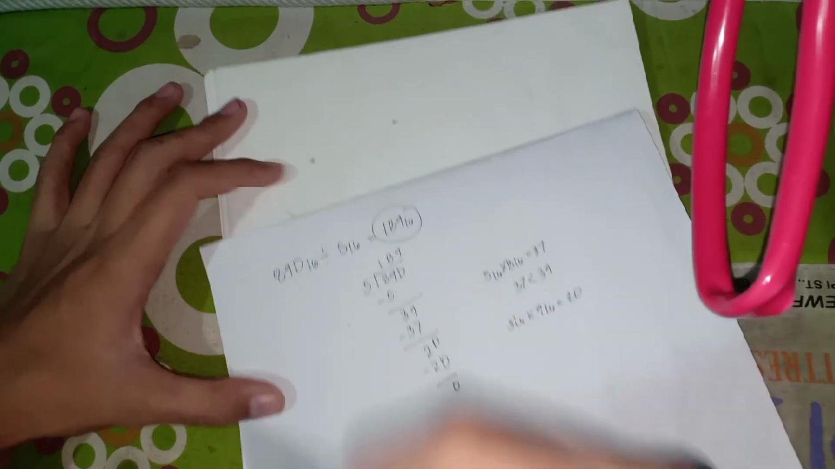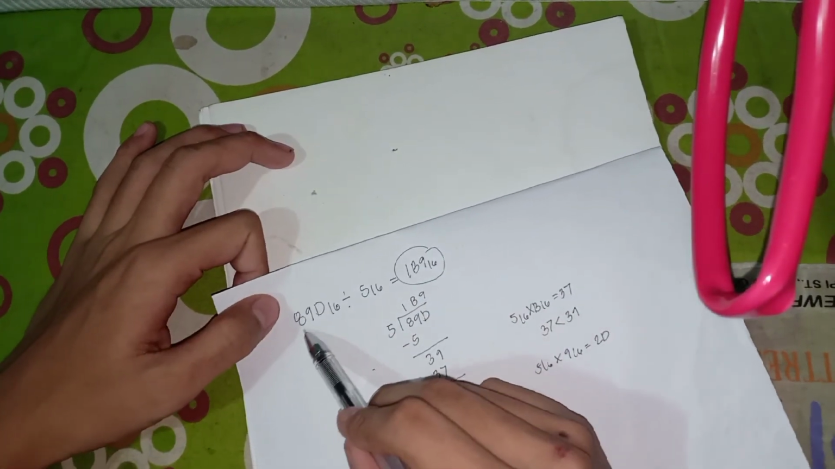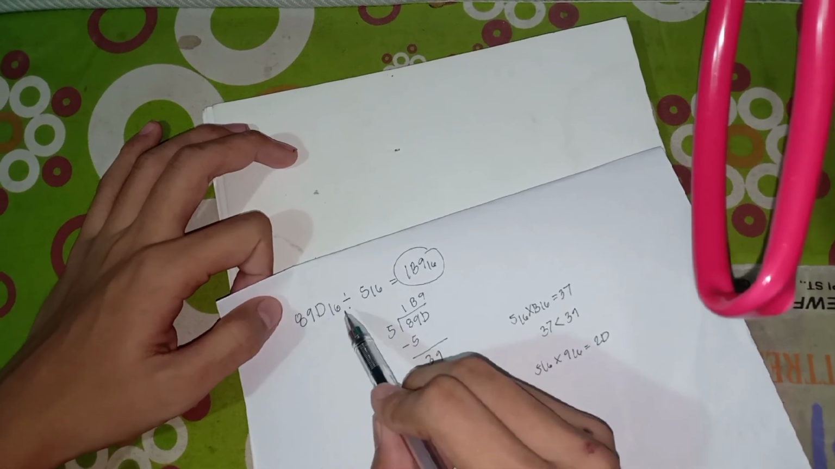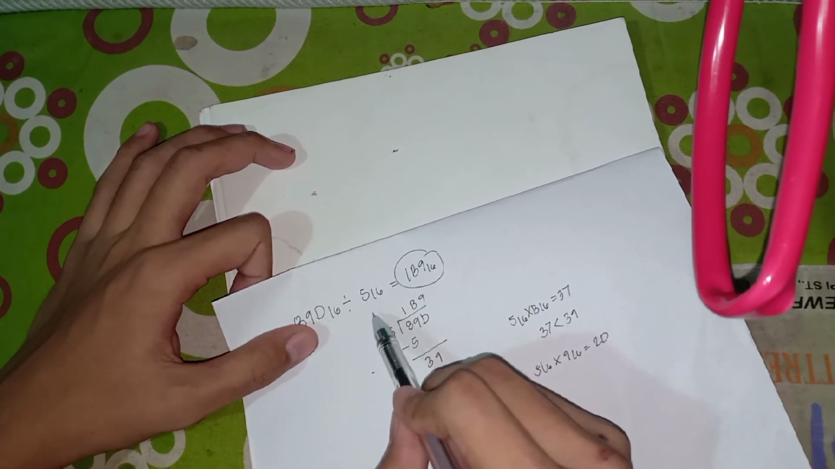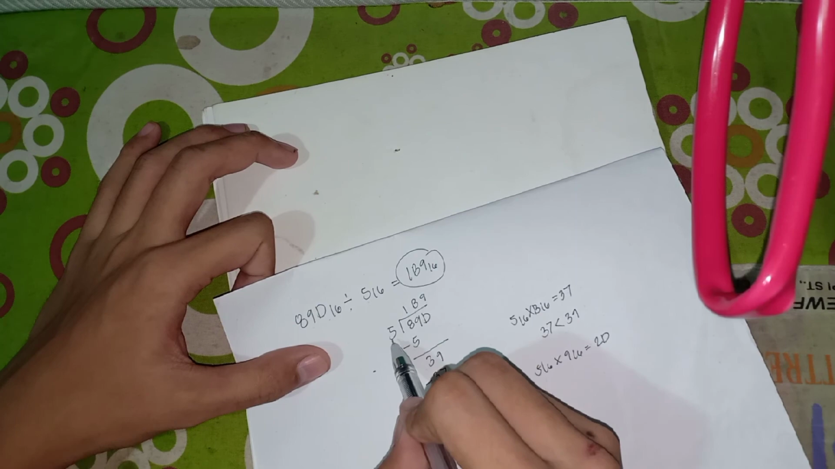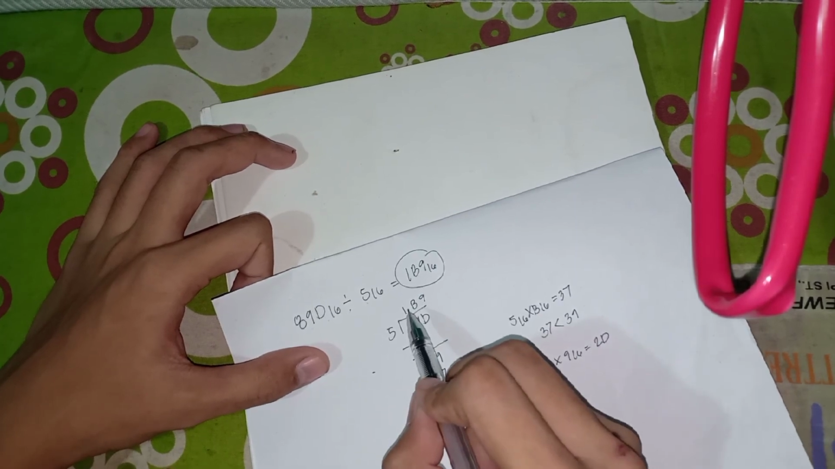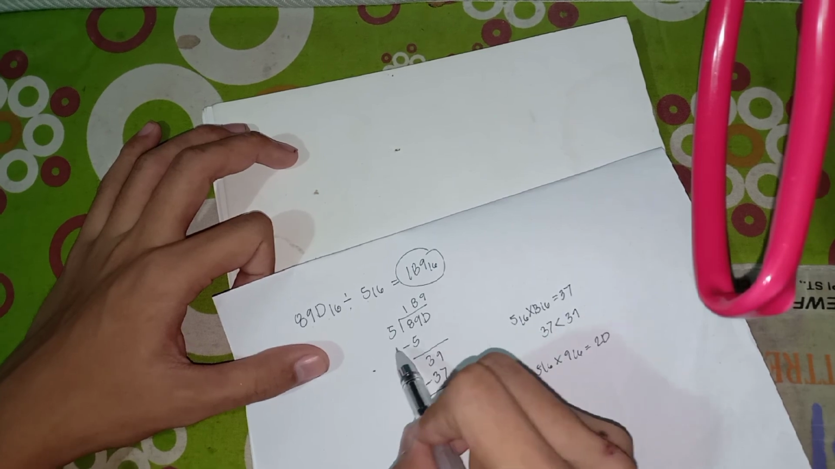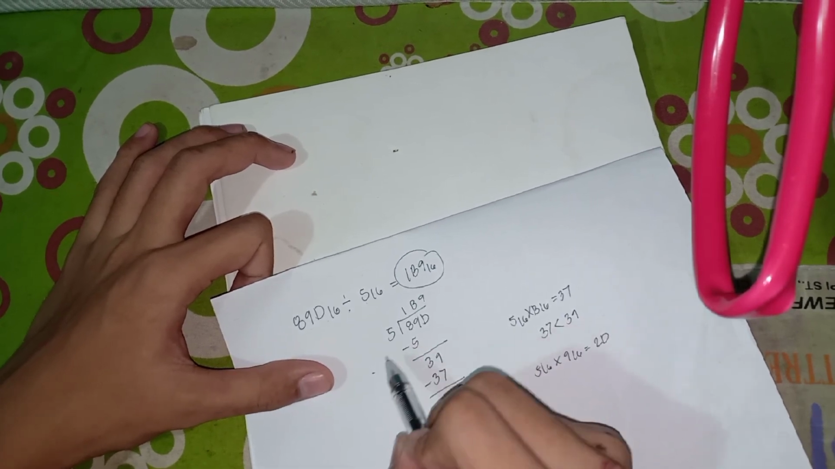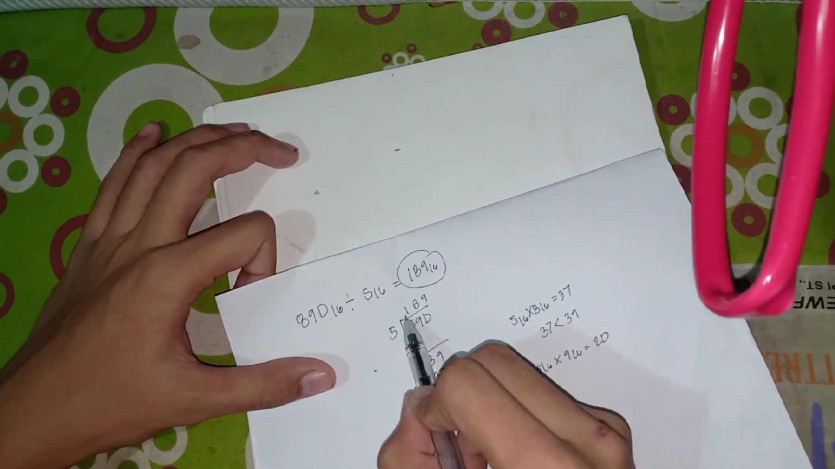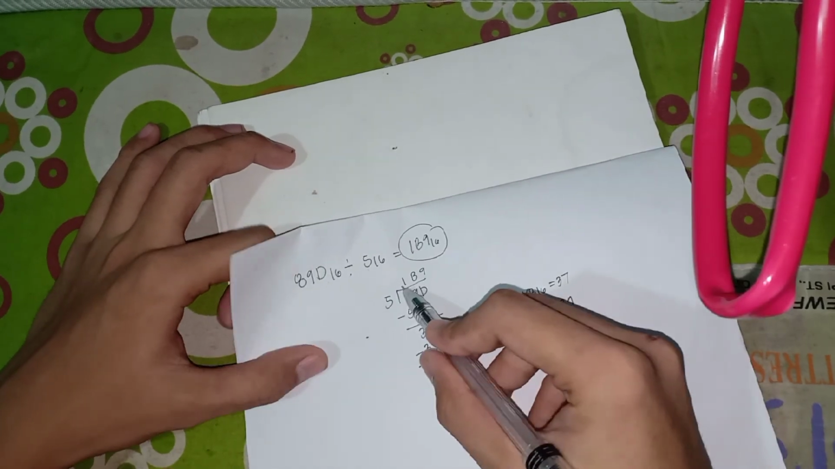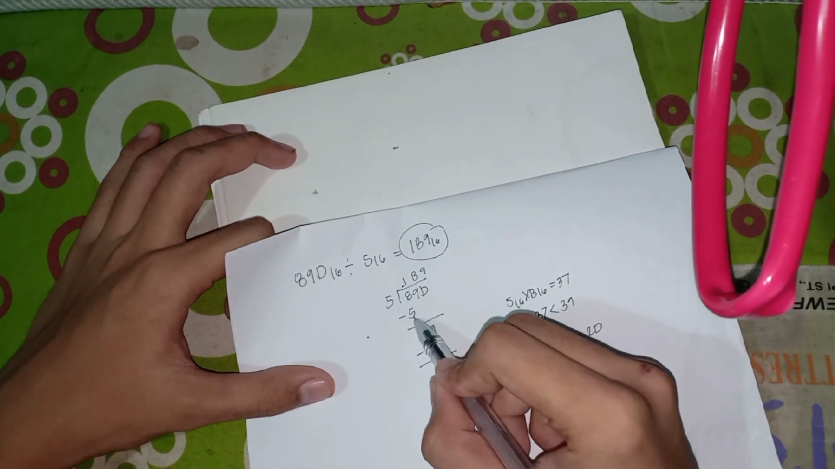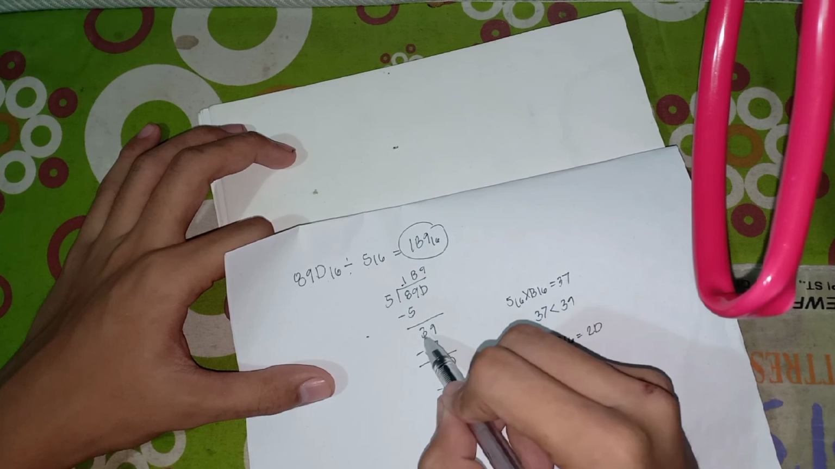So we have here a problem, 89D divided by 5. Basically this is the division in hexadecimal base 16. So 5 divided by 8 is 1. So 1 times 5 is 5. 8 minus 5 is 3.